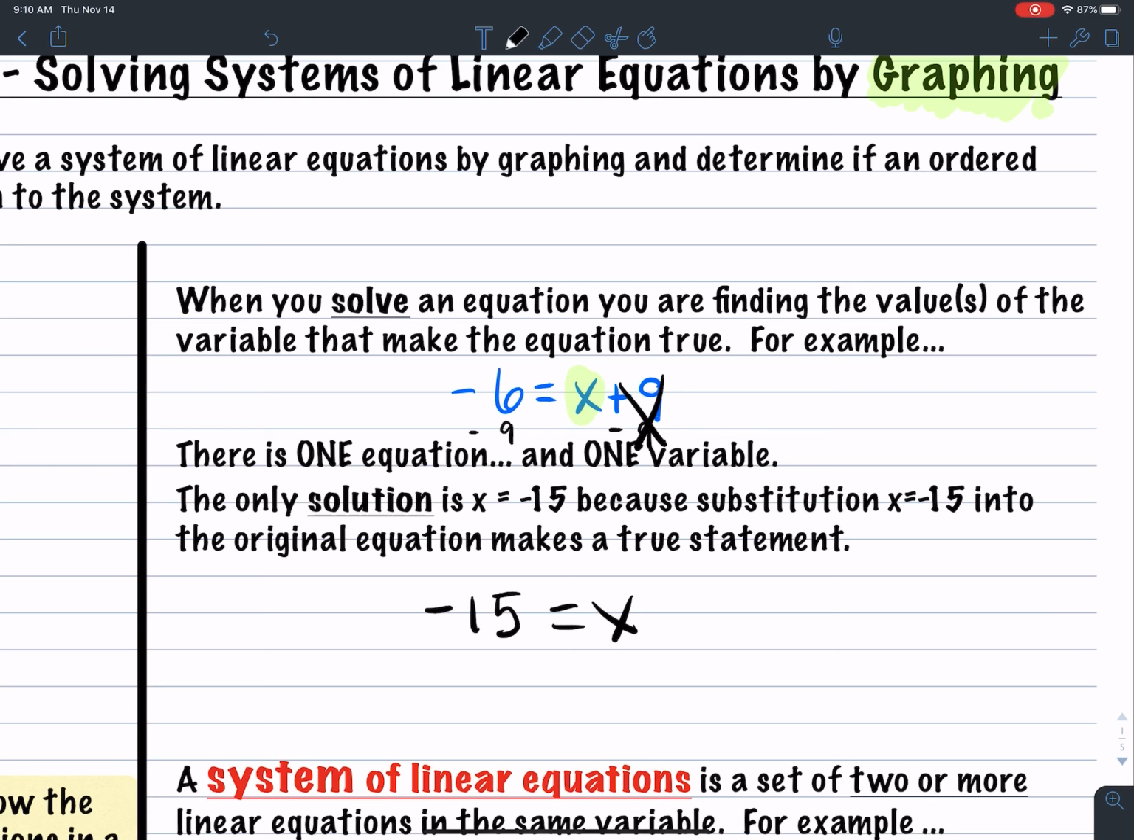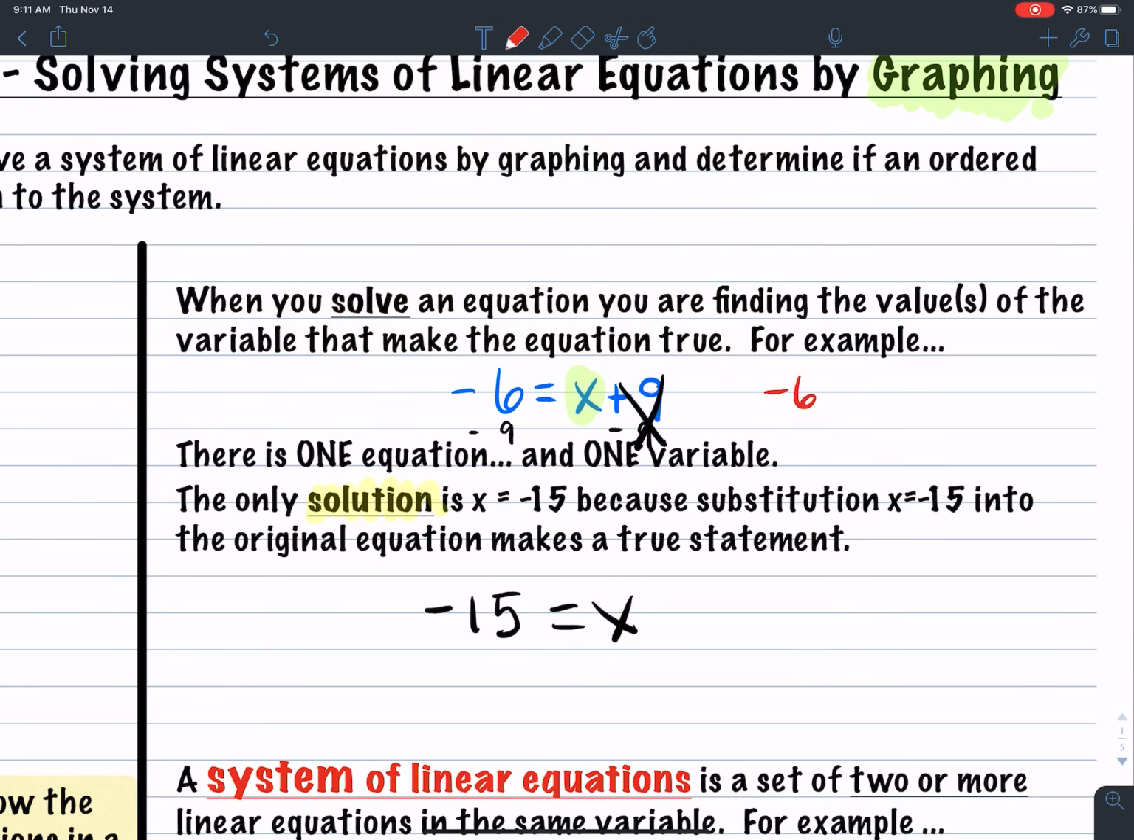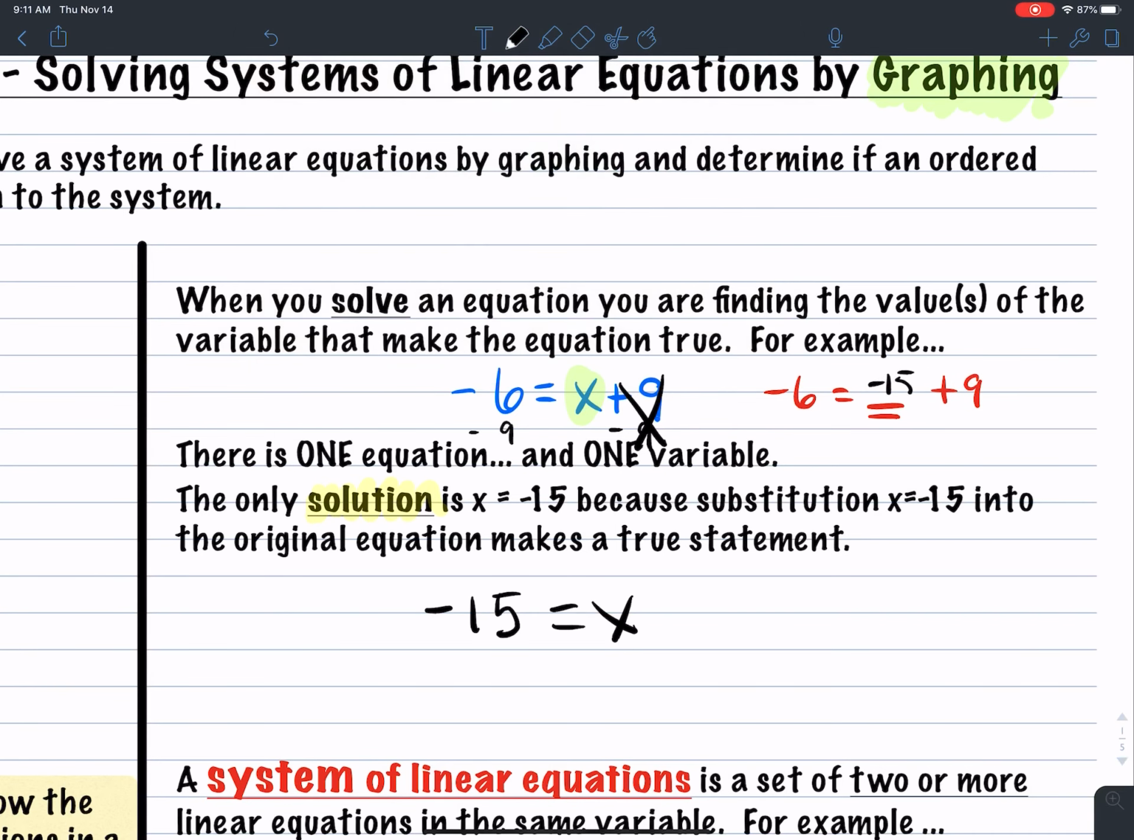So we're just trying to find the value of the variable that makes that one equation true. So our answer, as we see on the notes here, is called our solution. And our solution is the solution because if I put it back into the original equation, instead of putting an x, I put what I think the answer is, so -15. So on the left side, that's -6, and -15 plus 9 is also -6. So this was true. So that's why I know that this was my solution.